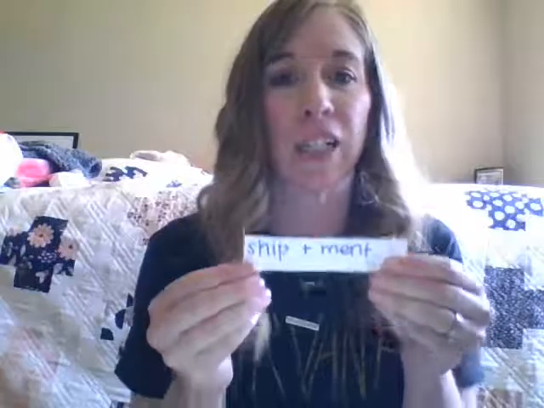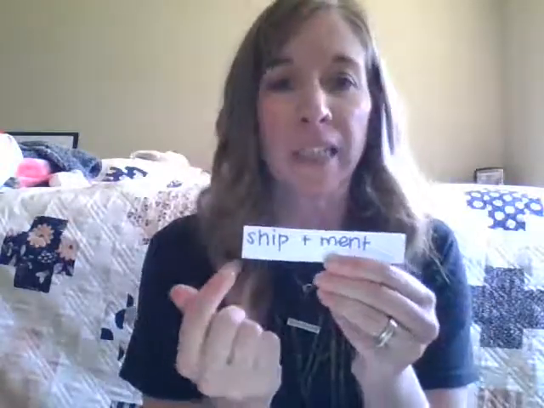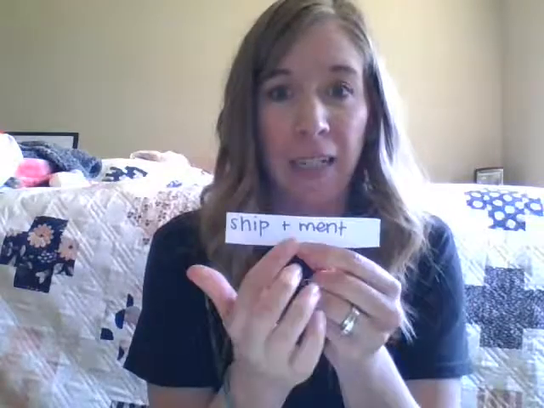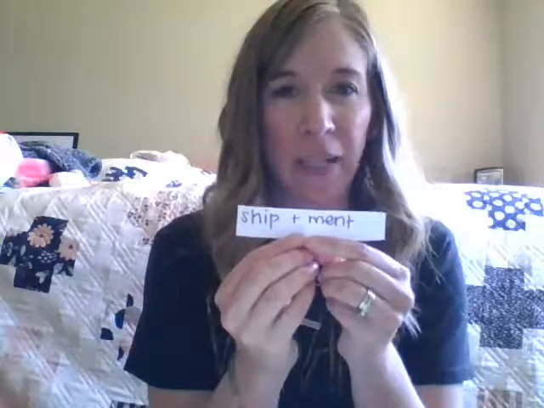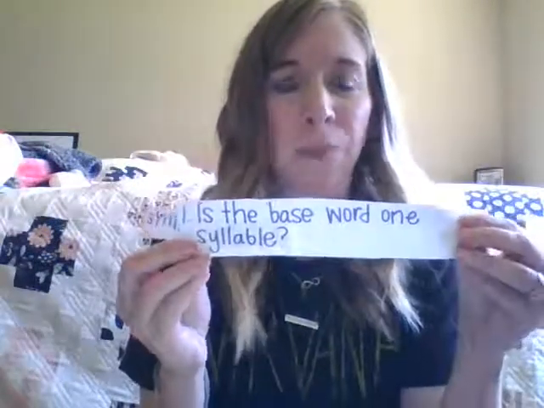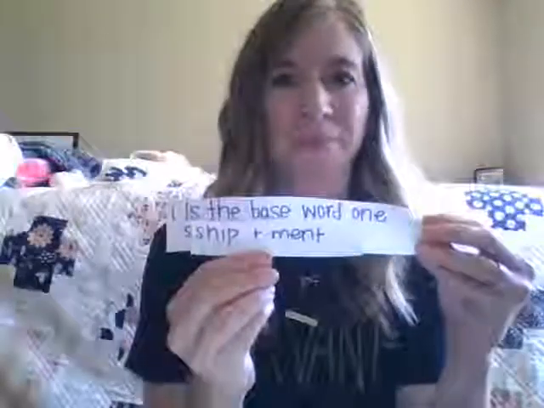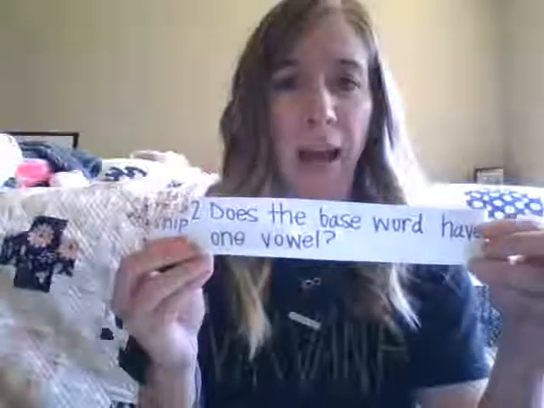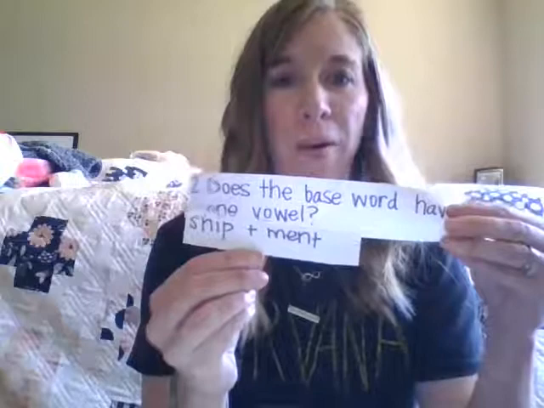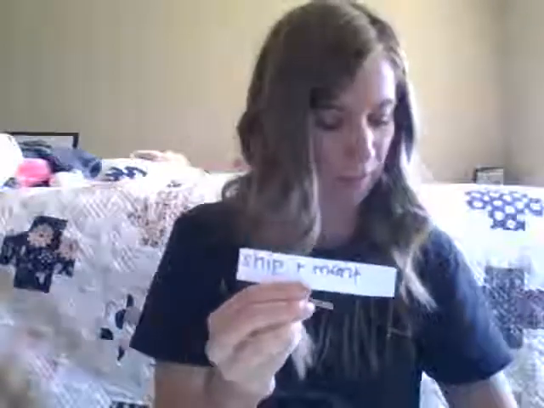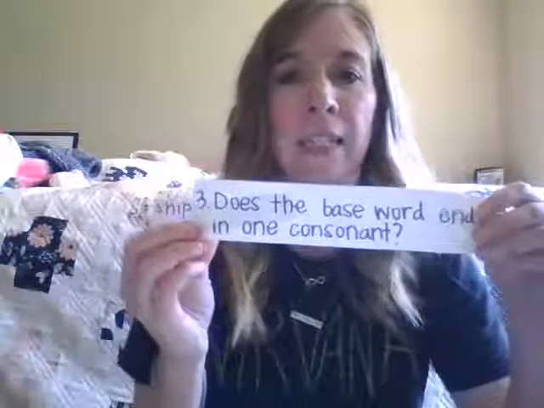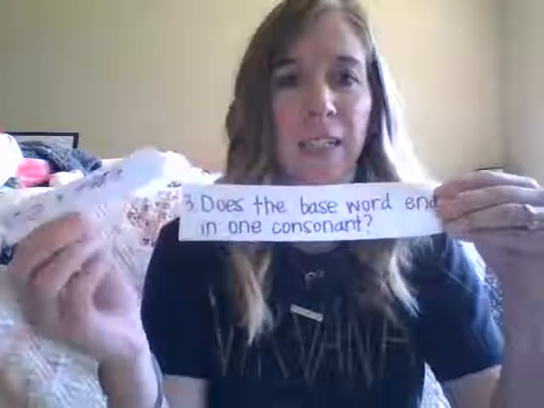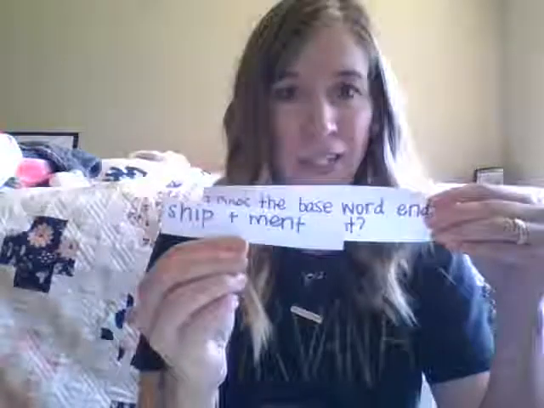Let's try one more word. Our word is shipment. Our base word is ship, and our suffix is ment. Let's go over our rules and see what we can find out. Rule number 1. Is the base word one syllable? Is ship one syllable? It is. Number 2. Does the base word have one vowel? Does the word ship have one vowel? Right, the letter I. Number 3. Does the base word end in one consonant? It does. It just has a P at the end, right?